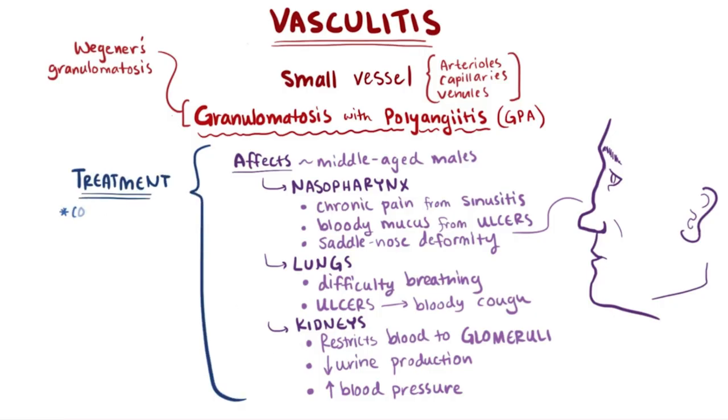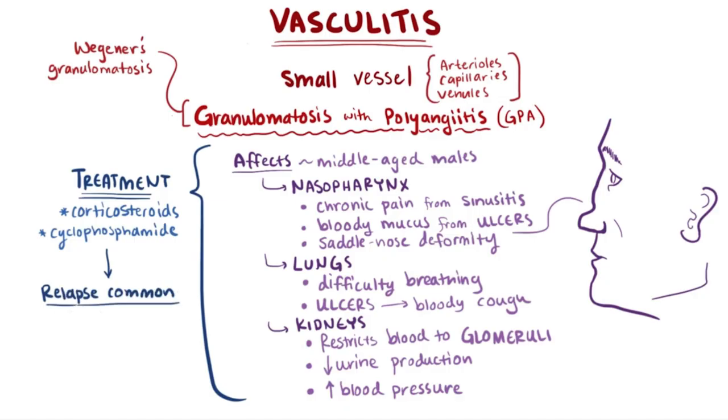GPA is typically treated with corticosteroids and cyclophosphamide, but relapses in the disease are common, and that makes sense. The presence of C-ANCA is the main cause of the disease, and if it keeps attacking the granules from within neutrophils, then there's a good chance the disease will come back.